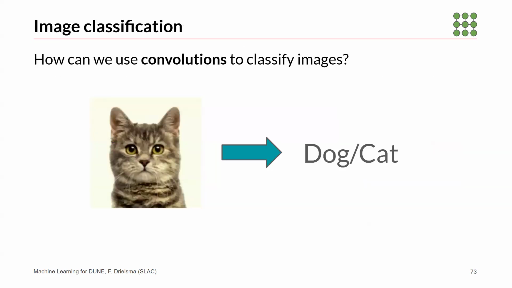Great. So I'll keep going. Now, how can we use this convolution principle to actually do image classification, which is the most basic thing you can do with a CNN?